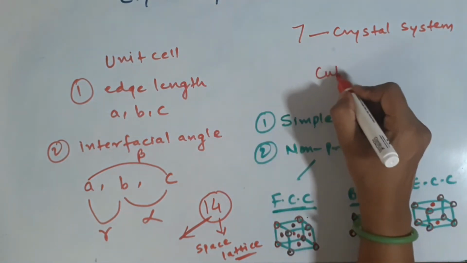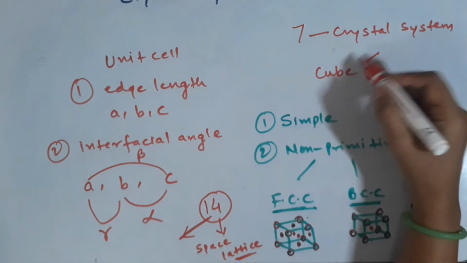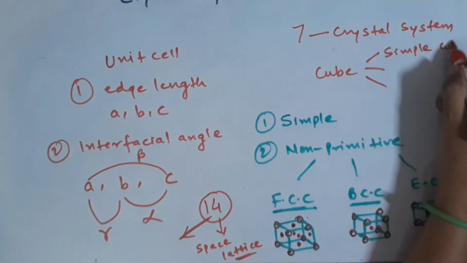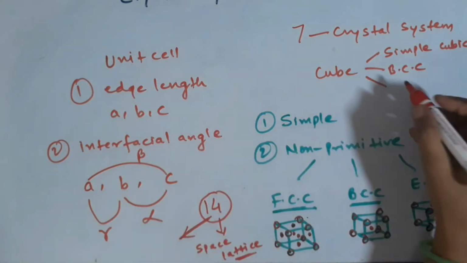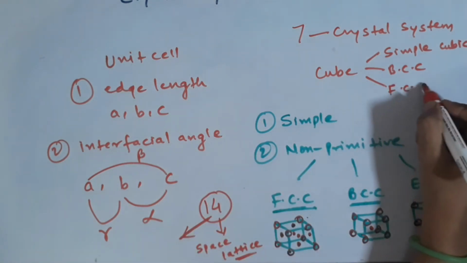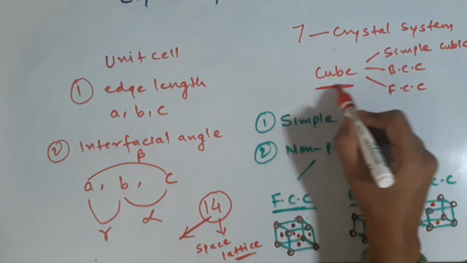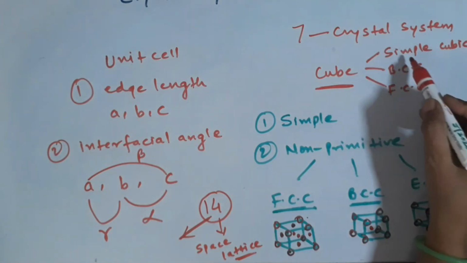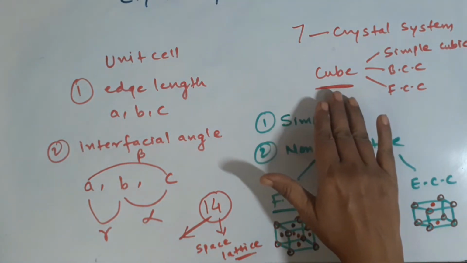Like for example, if you take the example of a cubical space lattice or a cubical crystal system, it will be divided into 3 types of lattices: simple cubic lattice, body-centered cubic lattice and face-centered cubic lattice. So cube is a crystal system, and simple cube, BCC and FCC are the 3 different types of unit cells or lattices. Let us see the various types of crystal system.